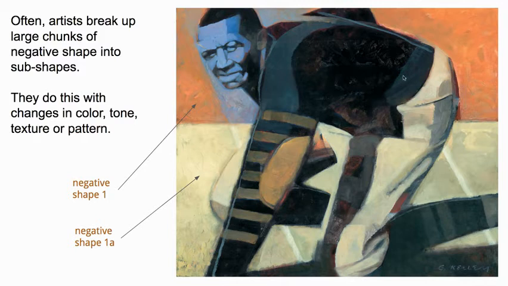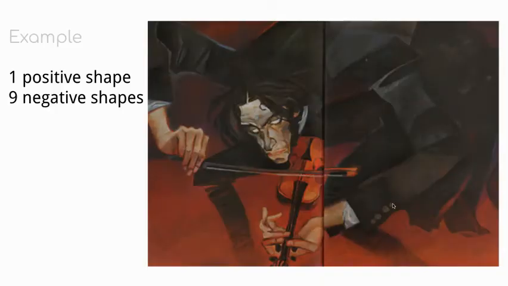The same thing happens on the right side of the painting. This is all one big piece of negative shape, but the artist has broken it into one, two, almost three sub-shapes. So cool. Another example of one positive shape, nine negative shapes. Again, this artist has strategically extended the positive shape, the musician, right off the composition. On all four sides, actually.